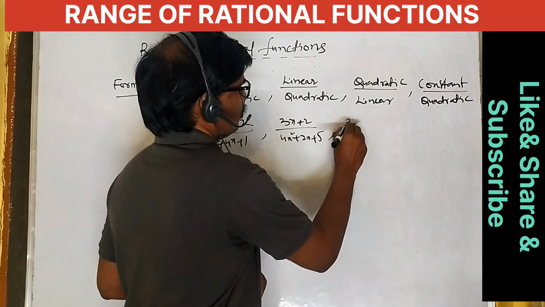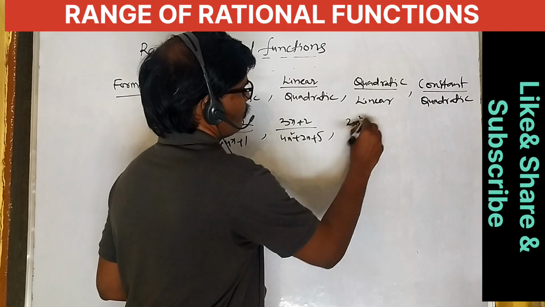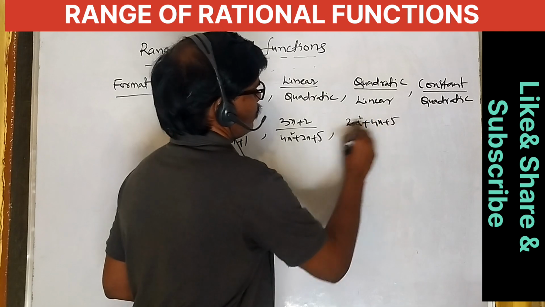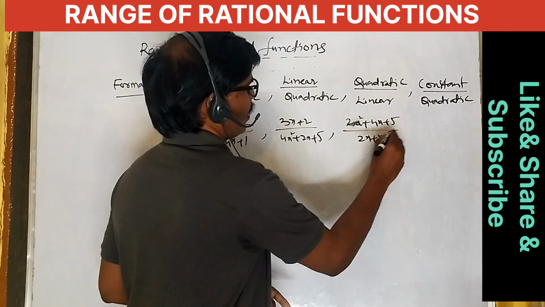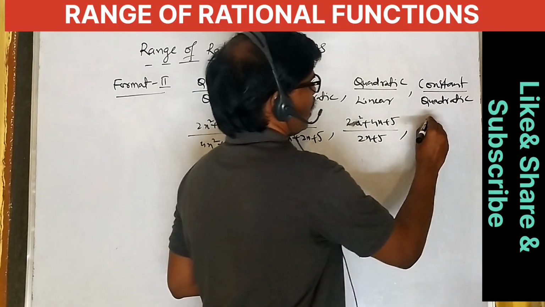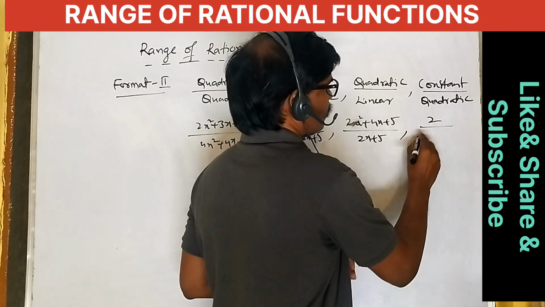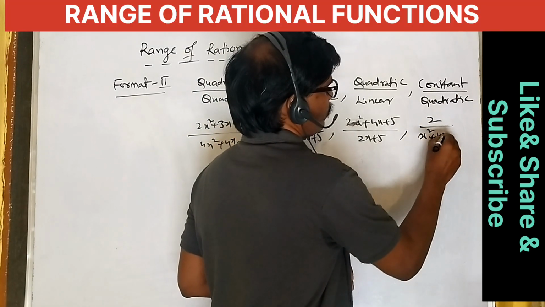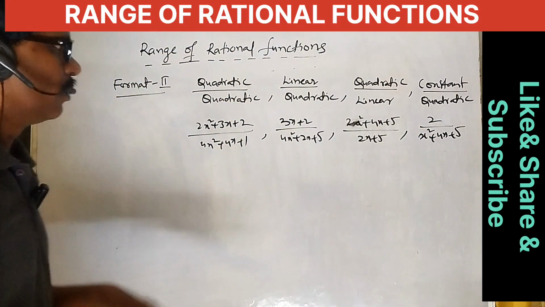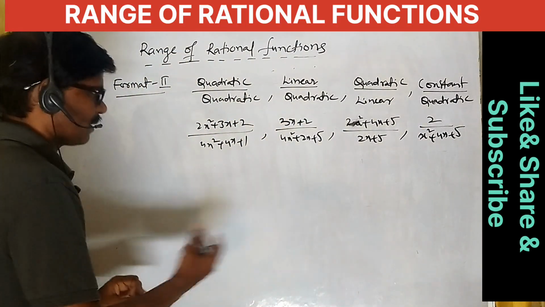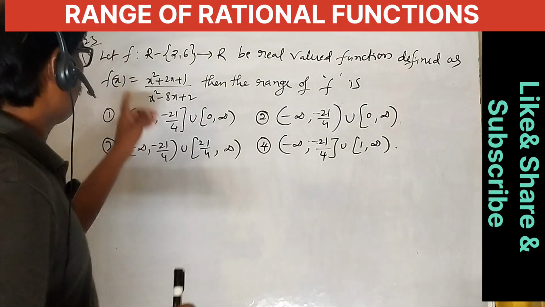Quadratic equal to 2x square plus 4x plus 5 by linear, linear is equal to 2x plus 5. Next, constant 2 by quadratic, x square plus 4x plus 5. These types of questions we can solve by this method. Okay, listen. Question number 1.